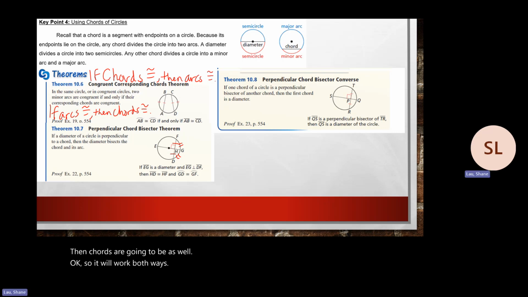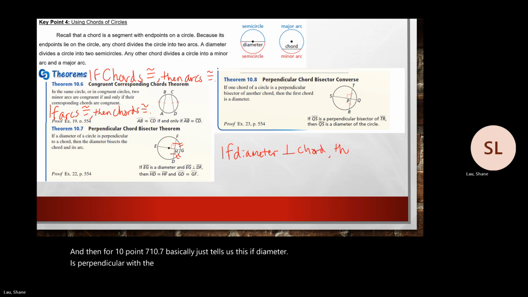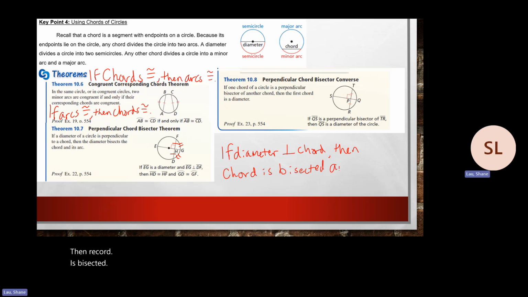And then for 10.7, 10.7 basically just tells us this. If a diameter is perpendicular with a chord, then the chord is bisected and the arcs are congruent. Okay, so that's what we should have here.